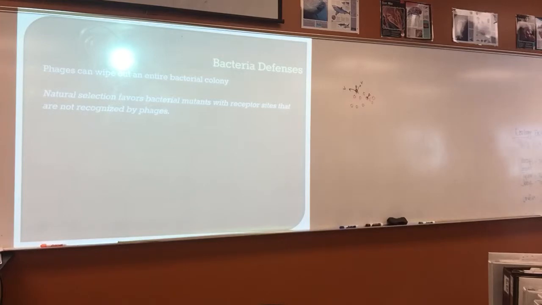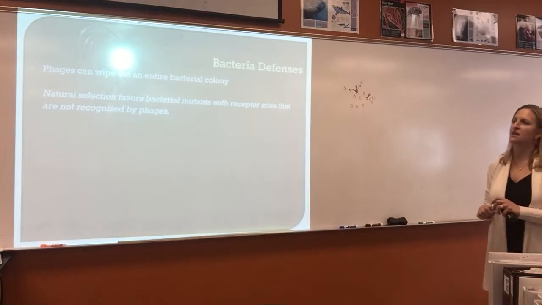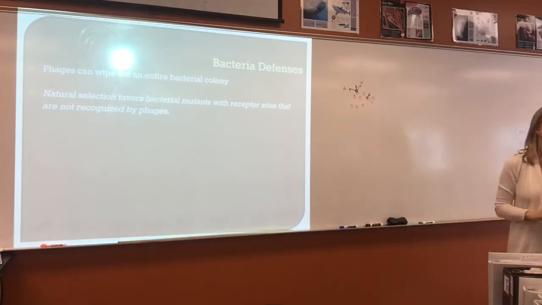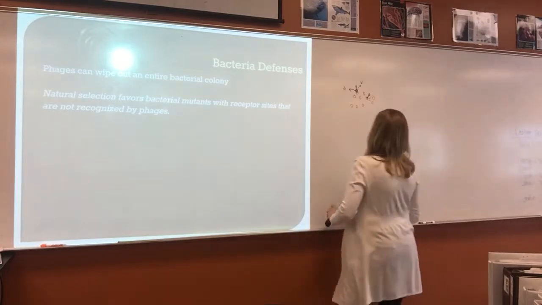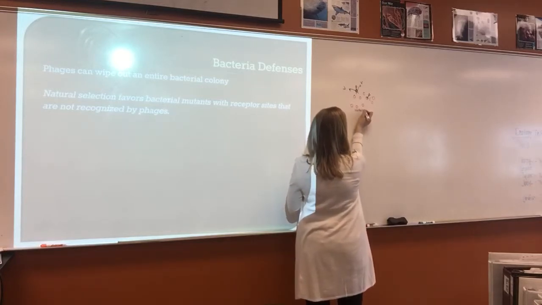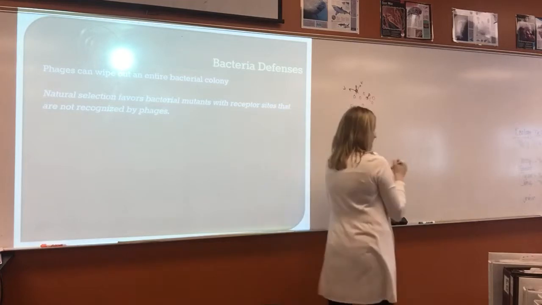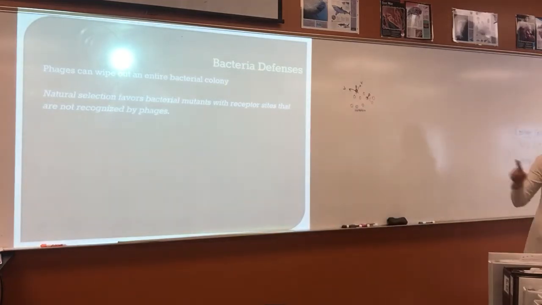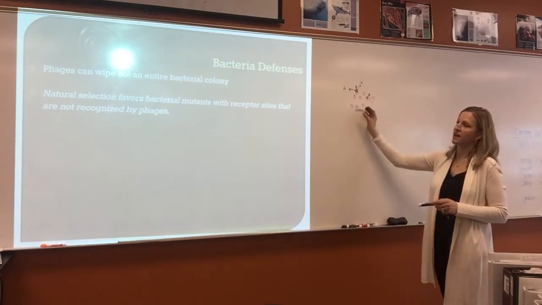So, natural selection favors bacterial mutants with receptor sites that are not recognized by the phages. Remember, mutations are random. They're changes in the DNA. So it can be caused by external factors like ultraviolet radiation, different chemicals in the environment. So if a bacteria randomly mutates, so let's say this bacteria here mutates, and let's say the mutation occurring in this bacteria, the mutation is in the DNA that makes the receptor sites for the phage to bind to.